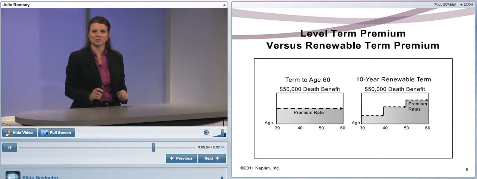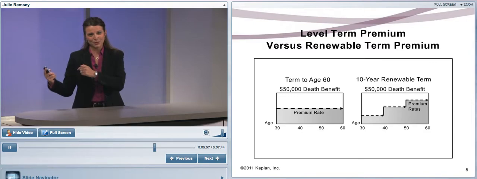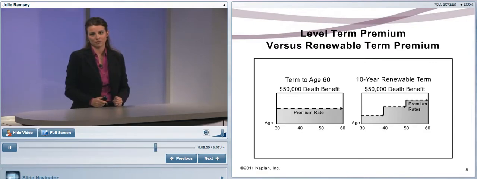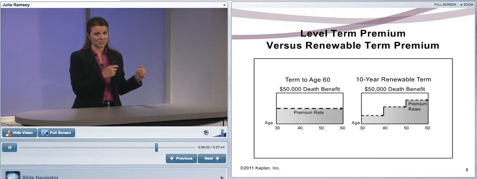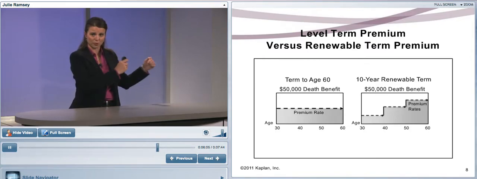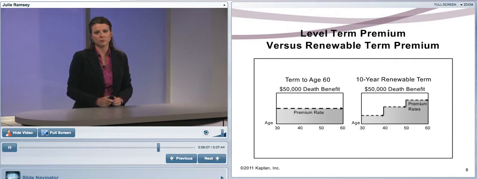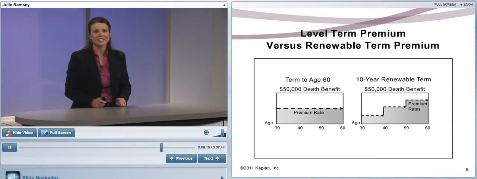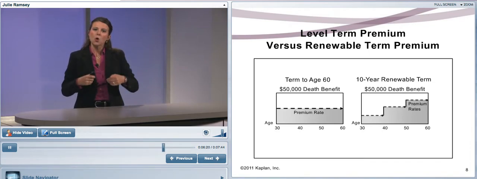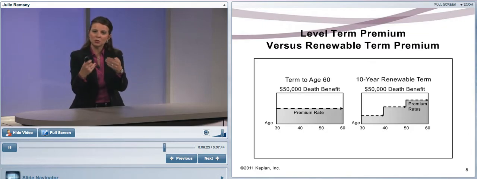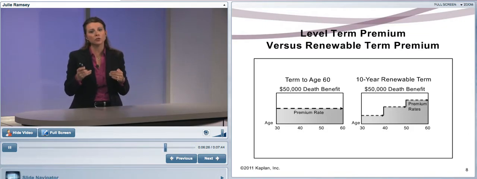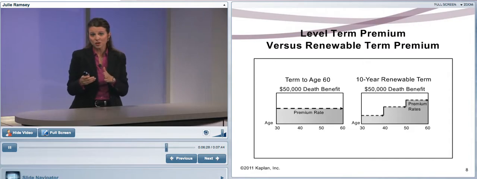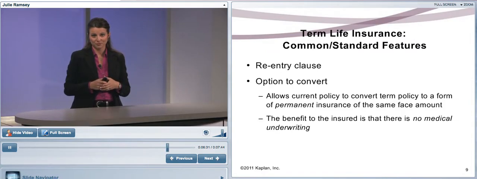Which one is more expensive at age 60? Is it the level term or the renewable term? Well, more expensive at age 60 would be the 10-year renewable term. If you keep that for 30 years in this example, it would be more expensive. But which one's more expensive at age 40? If the issue age was 30, 10 years later, which one is more expensive? It would be term to age 60. So you have to ask yourself, why does the insured or this potential client need this coverage? What are their goals? Do they plan on keeping it short term or is it longer term?